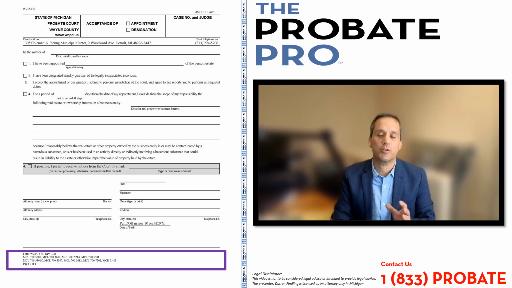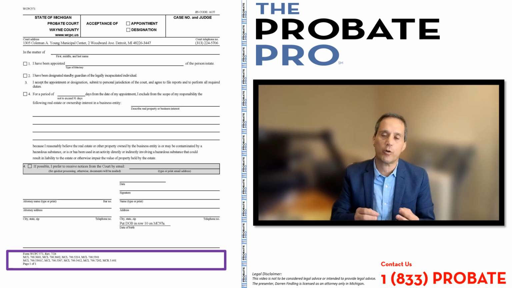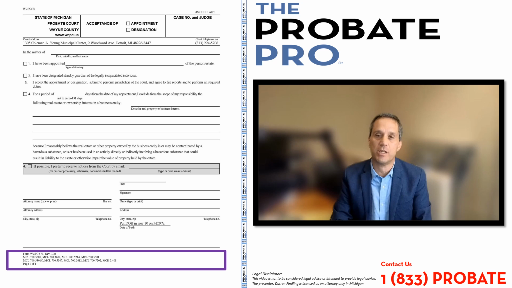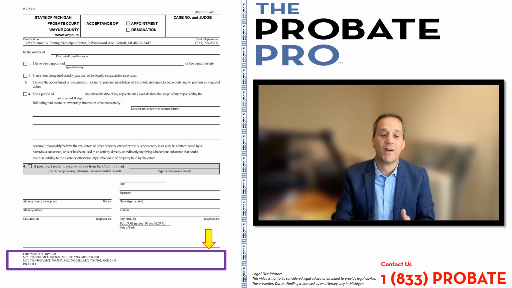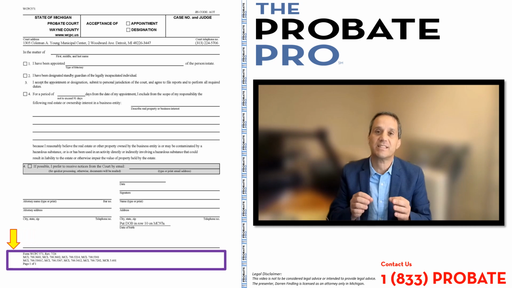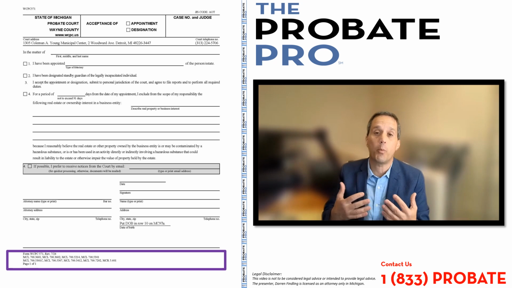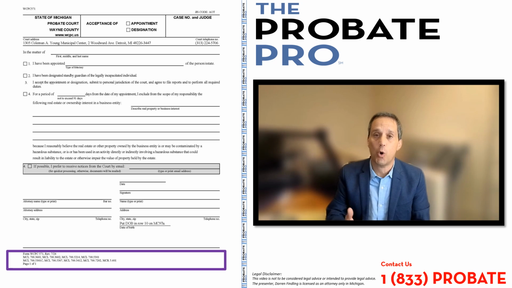At the top left, you'll see that it's a Wayne County form for the court at Wayne County, and the top right would be the case number and judge. And then, of course, you can identify whether you're accepting the appointment as the fiduciary or you're accepting the designation or nomination of the fiduciary in the role that you're sought to be appointed. At the bottom in purple, you'll see that it identifies the form number as well as the statutory provisions and court rules that relate to this particular form. So for additional information, you can go to the statutes or court rules.